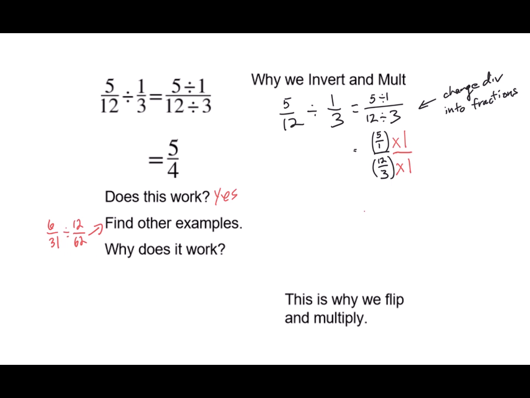Now let's do that again, and this time we're going to use blue. Let's look at the bottom. The bottom expression has a 3 on its denominator. So what we're going to do is essentially multiply it by 3. And whatever you do to the bottom of a fraction, you have to do to the top of the fraction.